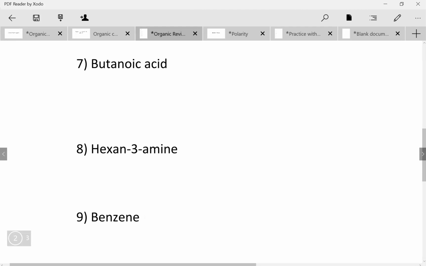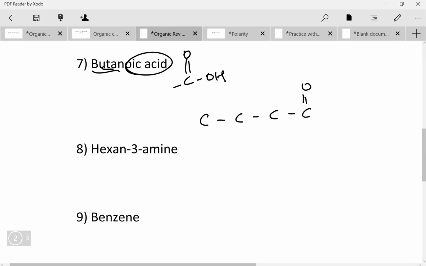Butanoic acid. First, the carboxylic acid, so C double bond OOH is the functional group. Butane stands for 4 carbons, 4, C double bond OOH at the end, and then fill in the other hydrogens as required.